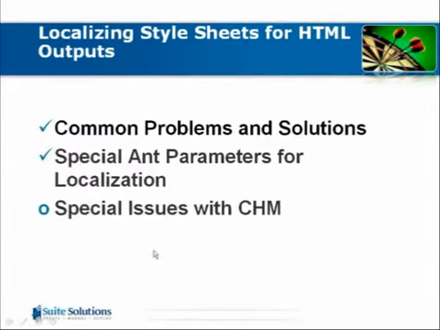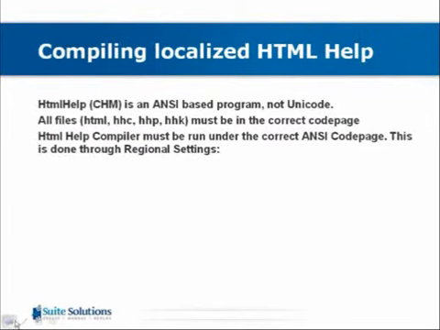Okay, special issues with CHM. This gets a little bit confusing. Please let me know if you have any questions. CHM is an ANSI-based program. It's outdated now. Most everything right now is Unicode. Everybody's gone to being very localized. You can have documents translated, and you want your interface translated so people in other countries can read it. But HTMLhelp is not a Unicode program. It's an ANSI program, and therefore must be compiled as an ANSI program.